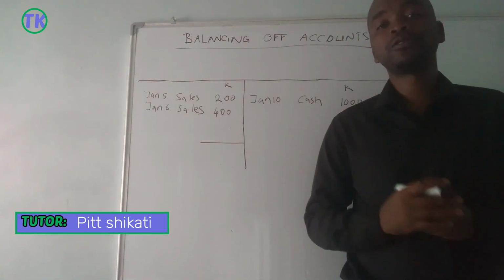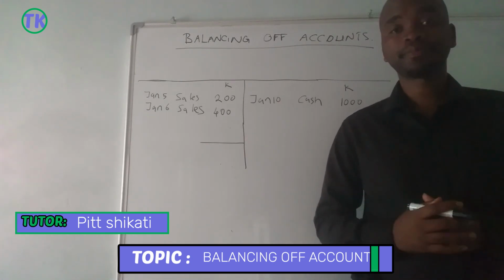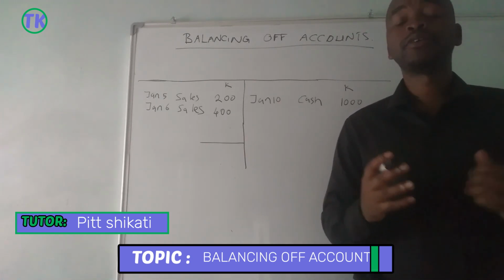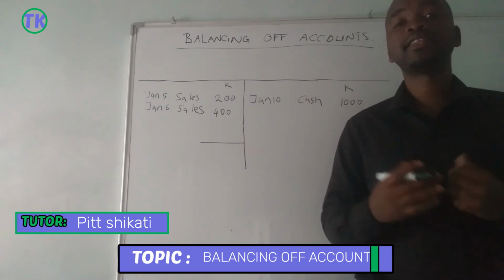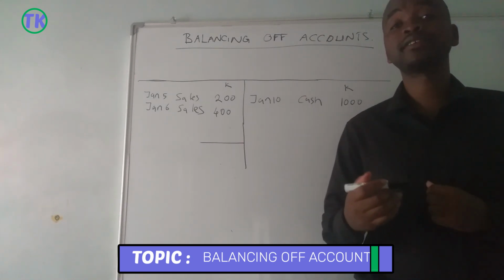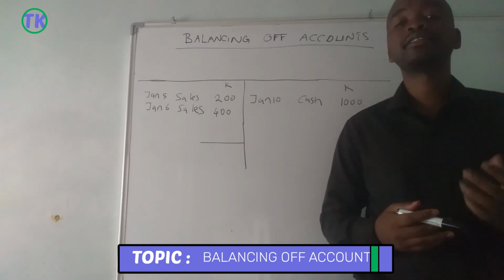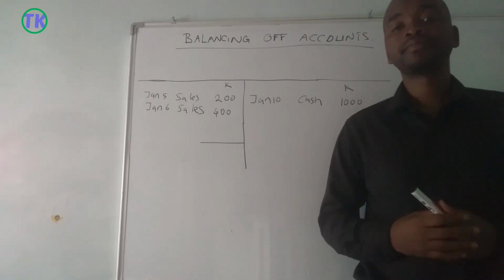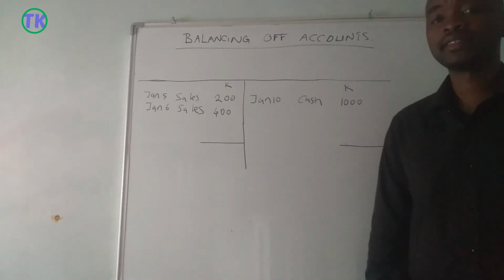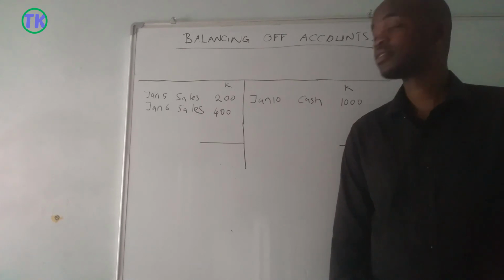In this tutorial, we're going to learn how to balance off accounts, or to close off accounts. At the end of each accounting period, accounts need to be closed off. This is normally done to see how much the business owes its suppliers or creditors, and how much the debtors of the business owe it. So this is done by adding up the totals on both sides of the account.